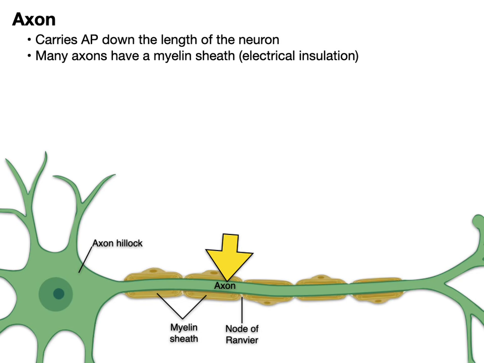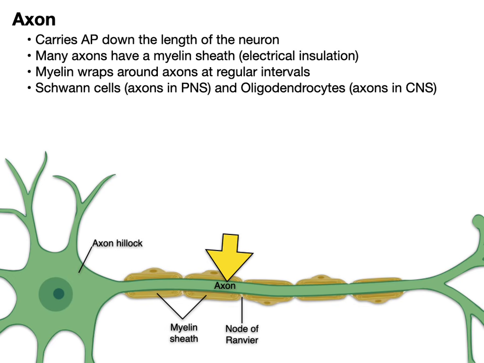And myelin acts like an electrical insulation and protects the axons. The myelin wraps around the axons at regular intervals. Schwann cells myelinate axons in the peripheral nervous system. In this picture I'm showing, each of those pale or tan shaded myelin sheaths is actually a Schwann cell. It's myelinating a segment of an axon in the peripheral nervous system. Now, oligodendrocytes myelinate axons in the central nervous system.